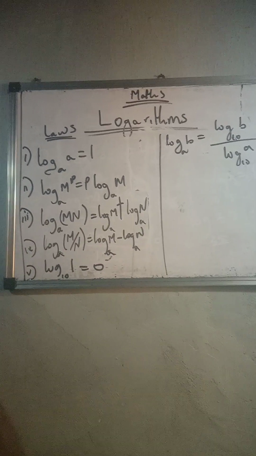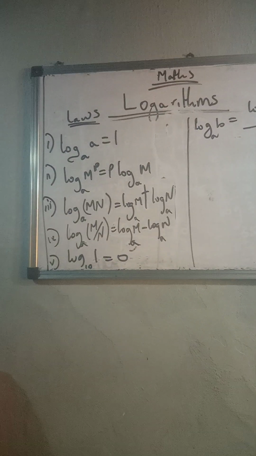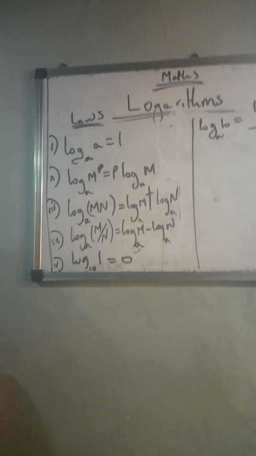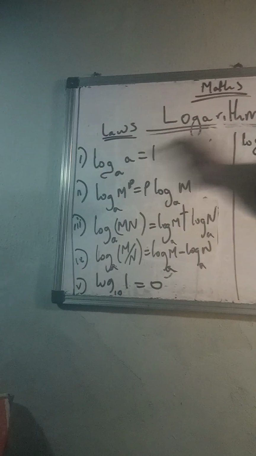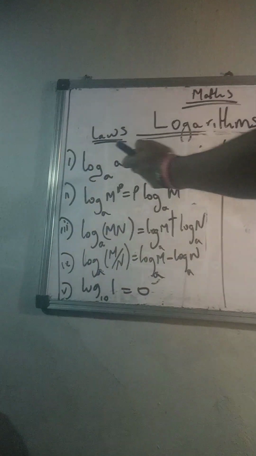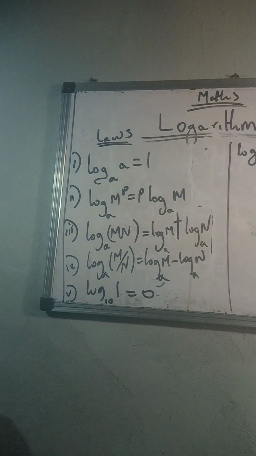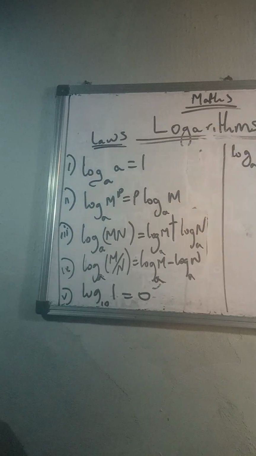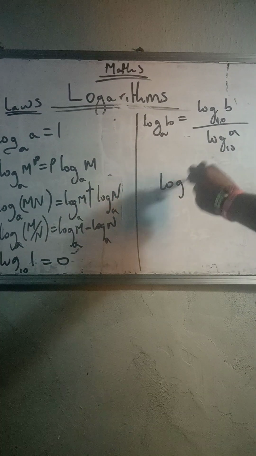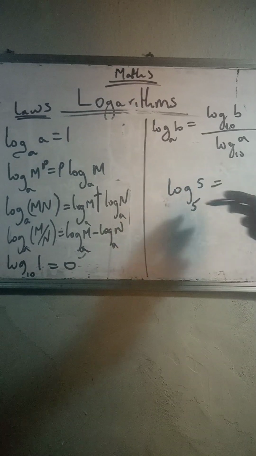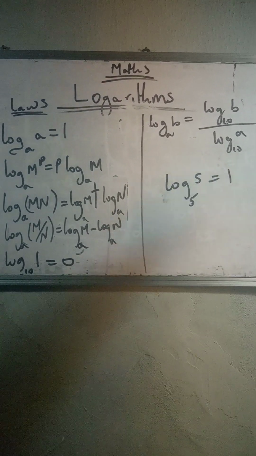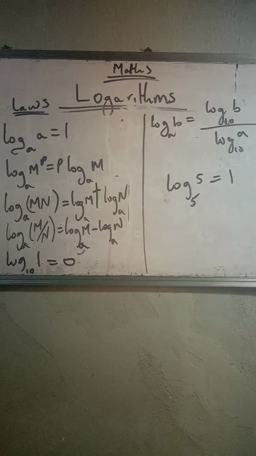Looking at the board now, we have the laws of logarithms. The first one: we have log A, and the base is A. The log of a number to the base of that number is 1. If you look at it, the log of A and the base is still A. That's why we have 1 here. Let's say we're having log 5 and the base is still 5. Since you are looking for the log of 5 and the base is 5, the answer is going to be 1 automatically. That's the first rule you need to know.